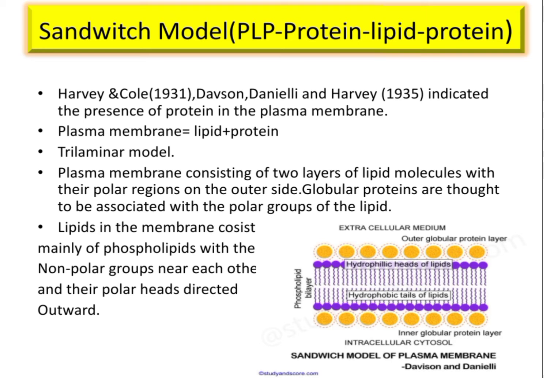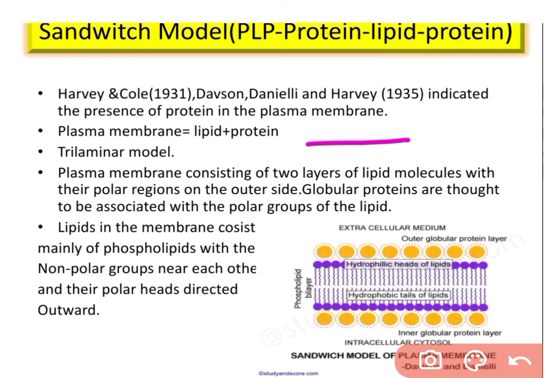Then next model, sandwich model. It is also called PLP, that is protein lipid protein model. In this model, Harvey and Cole 1931, Davson and Danielli and Harvey 1935 indicated the presence of protein in the plasma membrane. In the previous model it only said that there is a lipid bilayer, but in this model, in addition to the lipid bilayer, it is also said that protein is present.